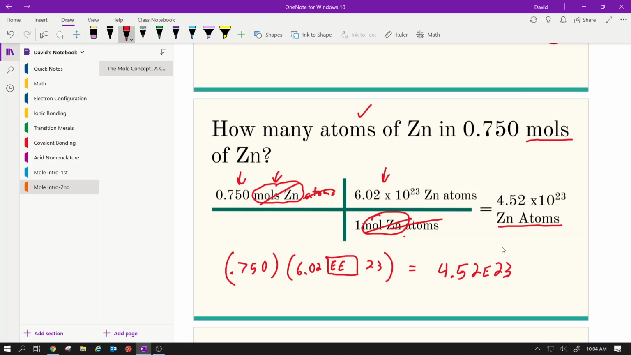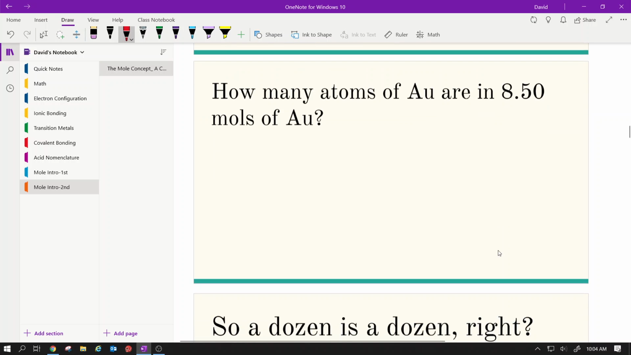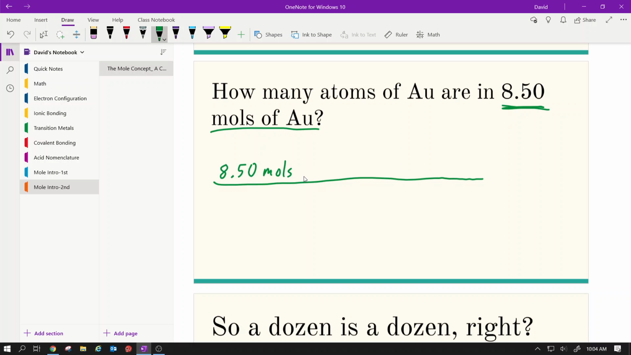Questions? You guys are doing excellent. We are moving on. How many atoms of gold are in 8.50 moles of gold? All right. So I'm going to start with my big line, and I'm going to start with what I'm given. And that is 8.50 moles of gold. I'm going to give you a moment and see if you're able to fill that in correctly.